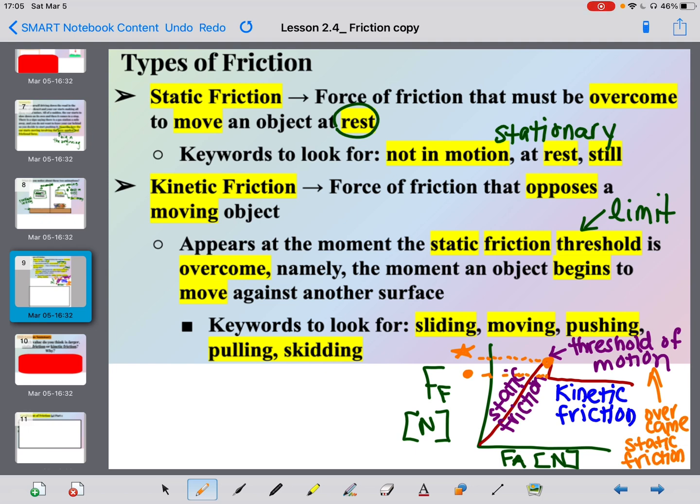At that point, my object goes from being at rest to moving, which means I overcame static friction. And now the force that I have to apply is no longer so big because my object is already moving. And now I'm experiencing only kinetic friction, which is a lot easier for us to move objects. So that's all the differences. That graph is actually pretty important.